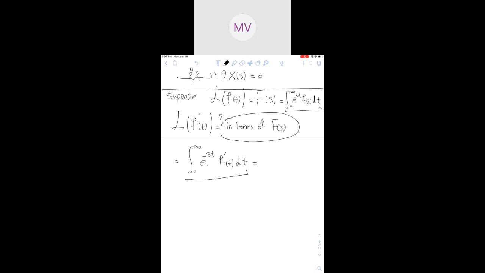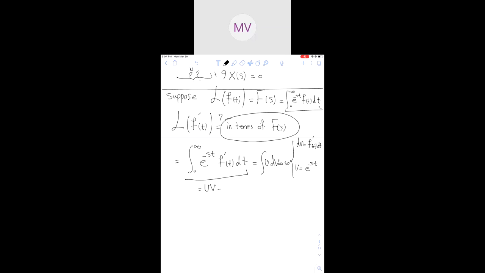What technique of integration can make a connection? There you go, by parts. Right? So if you name this u dv, for example, we're letting dv be f prime of t dt, and let u be e to the negative st. Good. Okay. So what is this equal to?